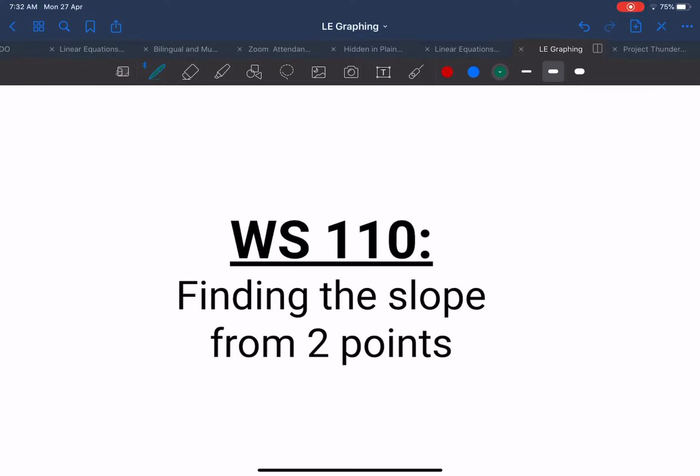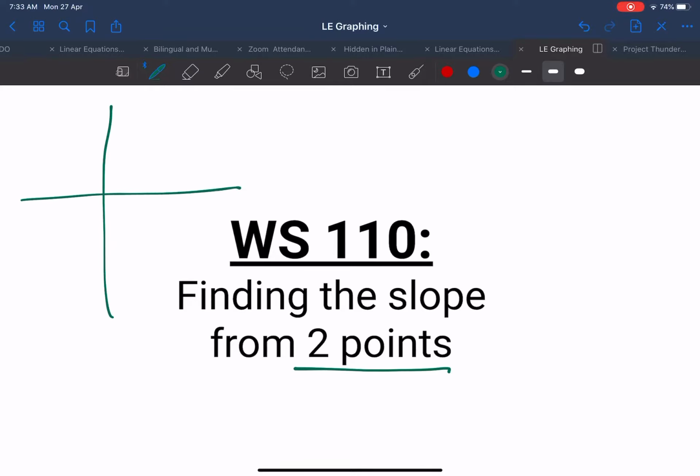Hello, so for this tutorial, we are going to learn another way of finding the slope, okay? So from 109, we learned how to find the slope by counting the grids, the boxes in the graph, okay? So we looked for it using rise over run. Now this is another way of looking for the slope. This time, you will not use the graph. You will just use 2 points from the graph, okay?